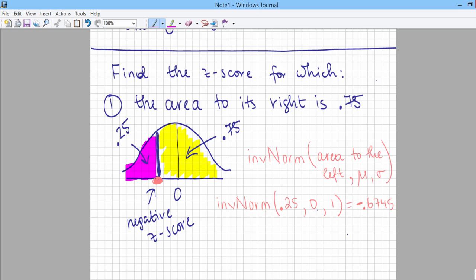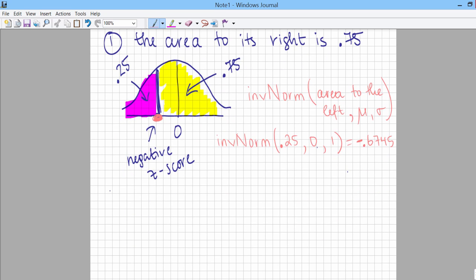That would be the score. Okay. You can always check this. How would you check it? What if you do normal CDF and just do this, negative 0.6745, 10,000, 01. So you find the area to the left of this one right here, you should roughly get 75%, right? Because even though we're approximating it, so we rounded it to 4 decimal places, we should get 75%, or 0.75. So let's go ahead and check this real quick.